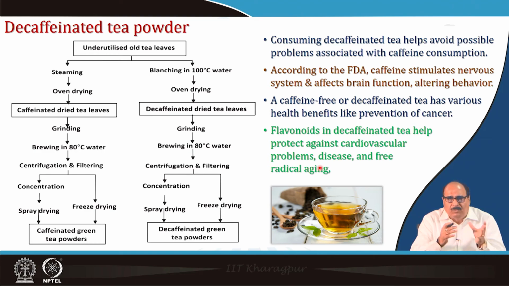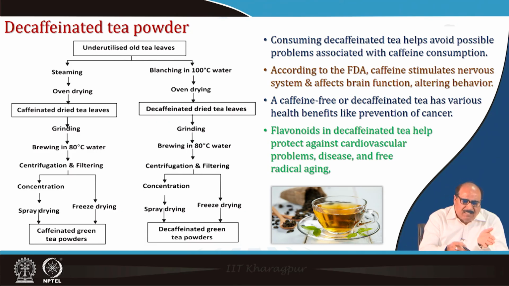decaffeinated tea powder. As I told you, the caffeine. Excessive consumption of caffeine may cause in the long run some extreme caffeinism like sleep disturbance and such other problems. According to the FDA, caffeine stimulates the nervous system and affects the brain function, altering behaviors. So for such persons who are sensitive to caffeine, they want to avoid caffeine consumption. For them, decaffeinated tea is also available in the market.